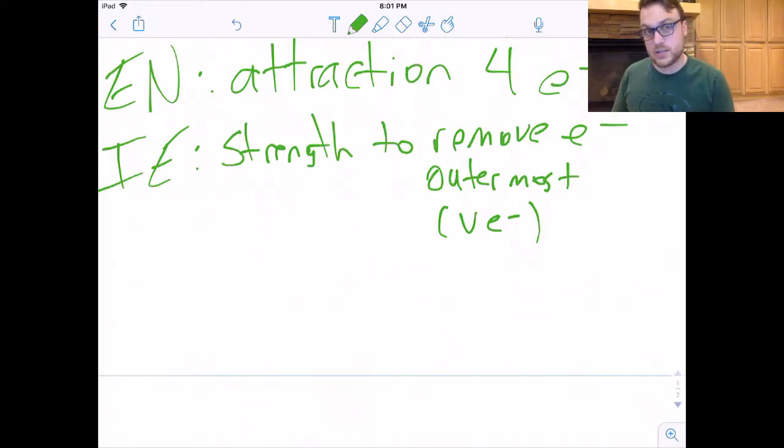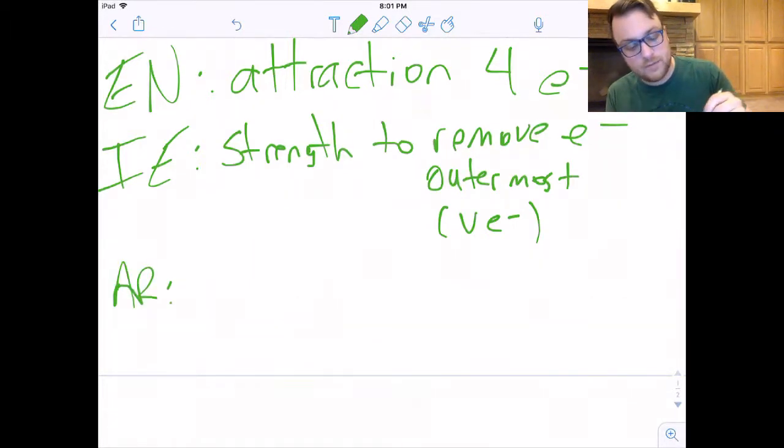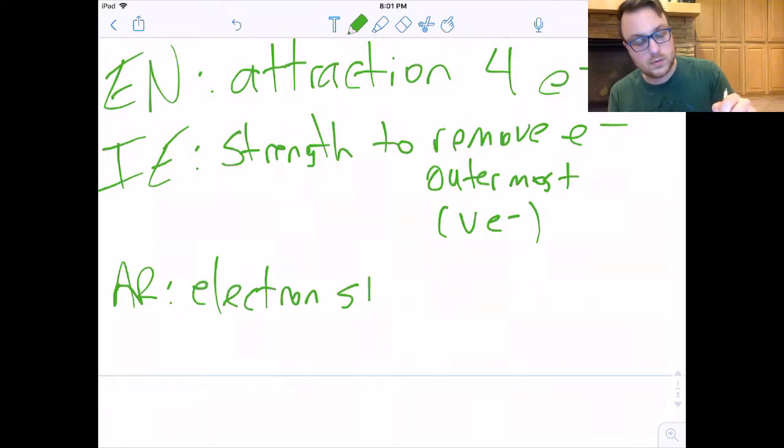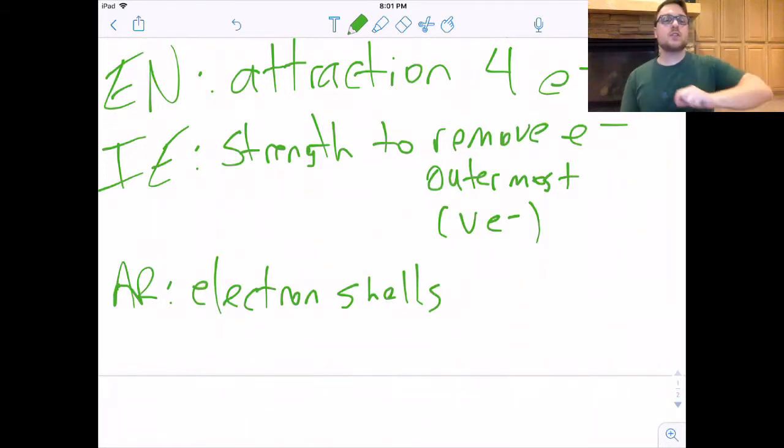Atomic radius is pretty straightforward. This is just all about your electron shells. So what's the radius? If you start at your nucleus and you go to your furthermost electron, how big is the atom?